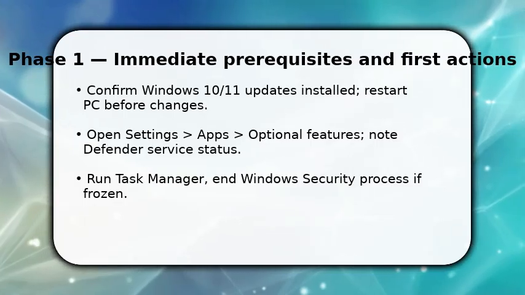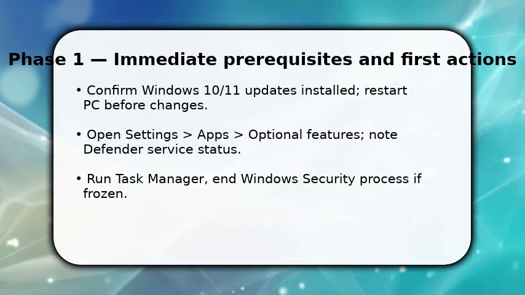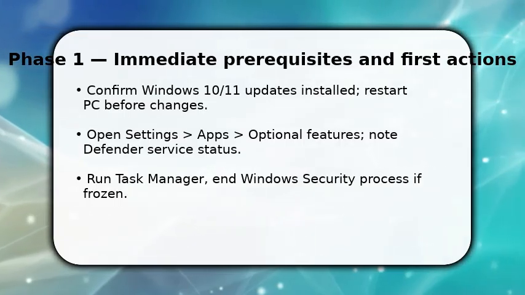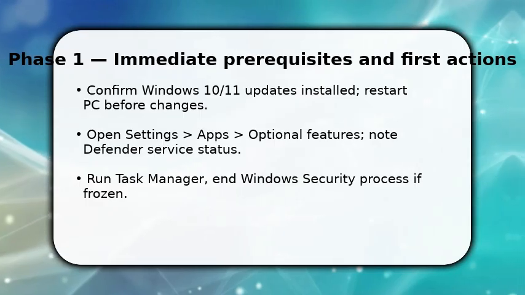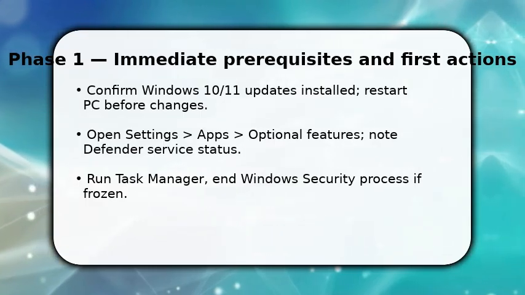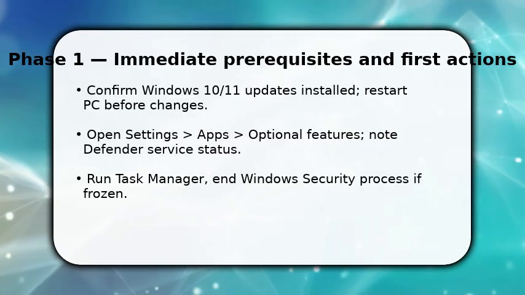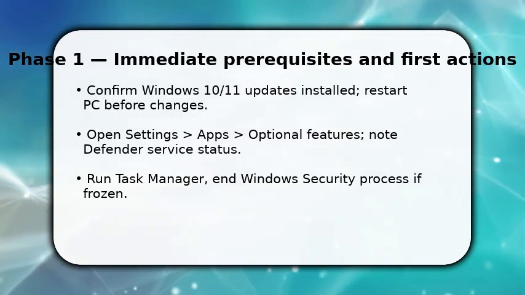You start now by ensuring system updates are applied, then restart to clear transient locks. Once done, open Settings and check optional features to confirm Windows security components are present. This prevents missing files causing a white screen.